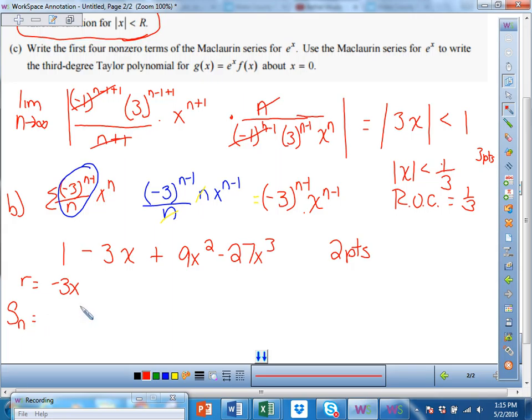How do you find the sum of a geometric? A over 1 minus R. So what is A? What is R? And this is how they wanted you to write that as a rational expression. That was all you had to do. But fortunately, that was only worth 1 point.